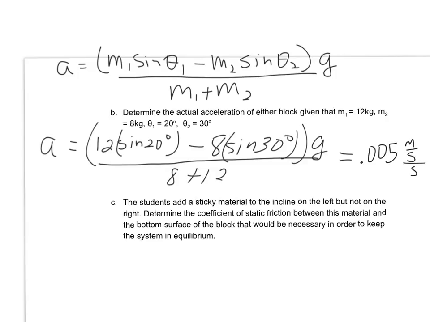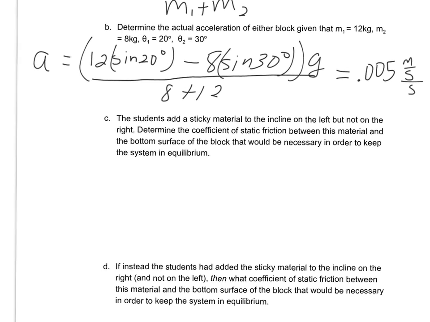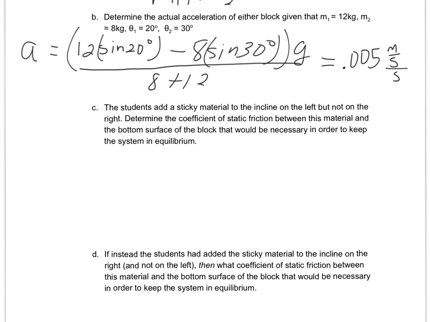which makes me suspect that even with a tiny little bit of friction on the incline, these blocks might not even move. They're almost in equilibrium even as is, which is the next topic. So for the next part of the problem, the students are allowed to add a sticky material to the incline on the left, but not on the right. So you're supposed to determine the coefficient of static friction between this material and the bottom surface of the block that would keep the system in equilibrium.